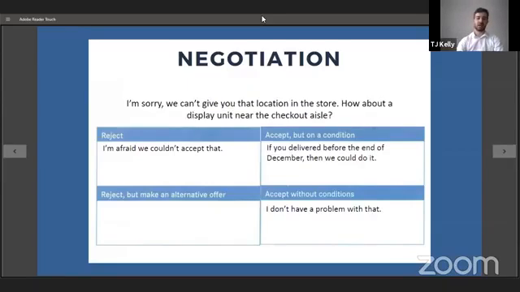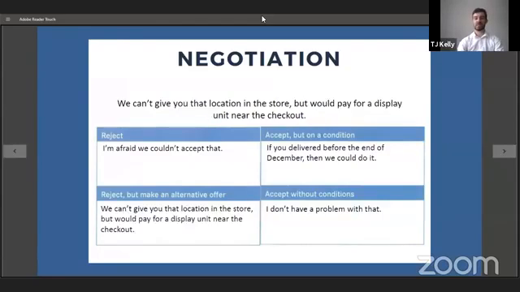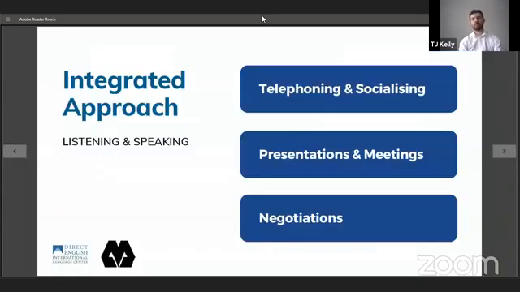And I'm sorry, we can't give you that location in the store. How about a display unit near the checkout aisle? Here again, we hear the softening device coming out, and we're talking about rejecting a proposal from the other group, but we make an alternative suggestion to try and meet them halfway to try and get them back on board. So we're rejecting but making an alternative offer.